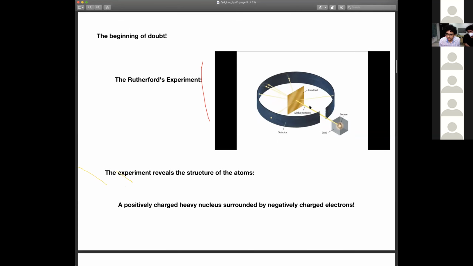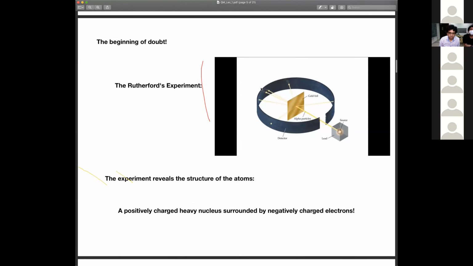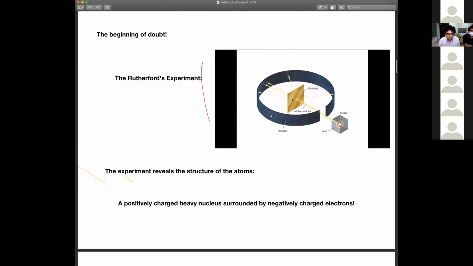But interestingly, that did not happen. So when he sent in these helium ions, alpha particles, he found that most of them passed right through the gold sheet and deposited right at the back of the ring. Okay, and a small fraction of them got deflected here and there and there. Some of them got deflected straight back, and some of them got deflected at an angle.